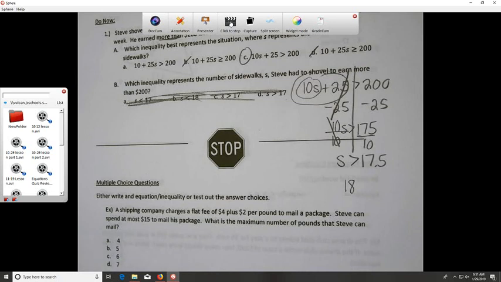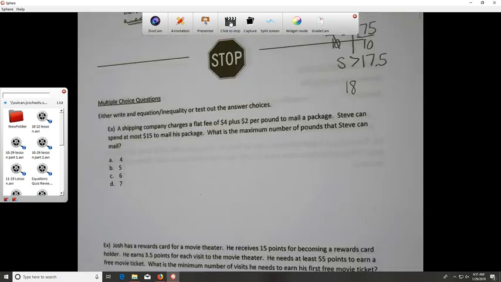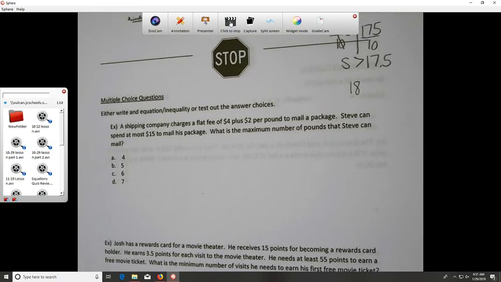Alright, so we're going to do a few review questions here just to make sure that you know what you're doing, and then you'll have some time to take the ReQuiz. So for multiple choice questions like these, you've got a couple choices. The intention is for you to write an equation or an inequality and solve it. You don't have to do it that way. You could also use the multiple choice answers and test them out and just see which one works. So I'll show you how to do that.